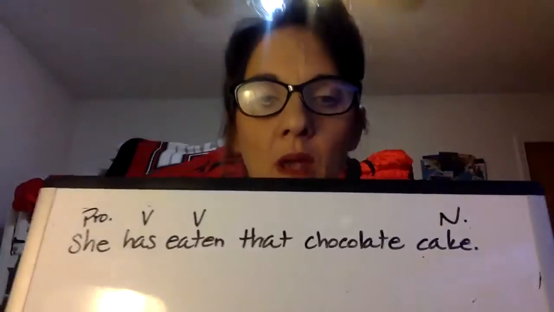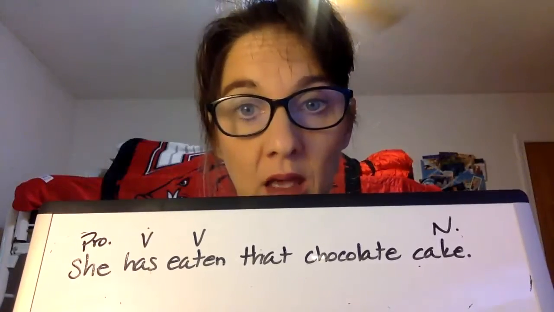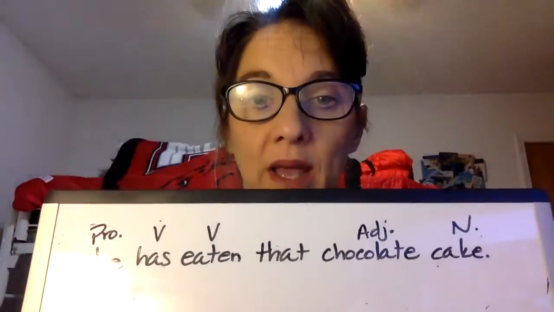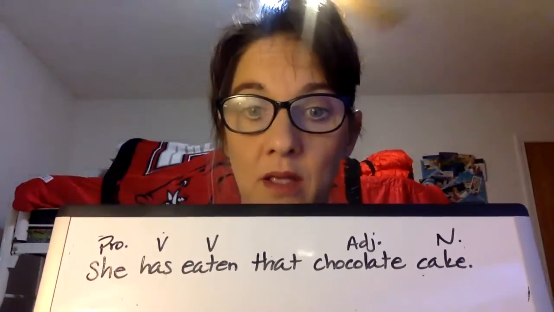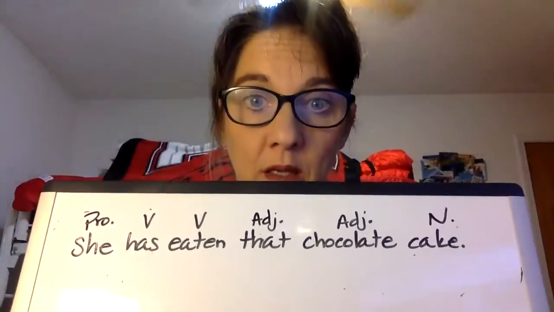I'm going to put noun over that. Is there anything describing that cake? Anything telling us which cake or what kind of cake? It's a chocolate cake, so that's an adjective. I'm going to put the abbreviation. And then we have one word left, that. That is also modifying cake. Which cake? That cake. So again, that is another adjective. Okay, so you're going to have to go word by word, but that's what you're doing in that section.